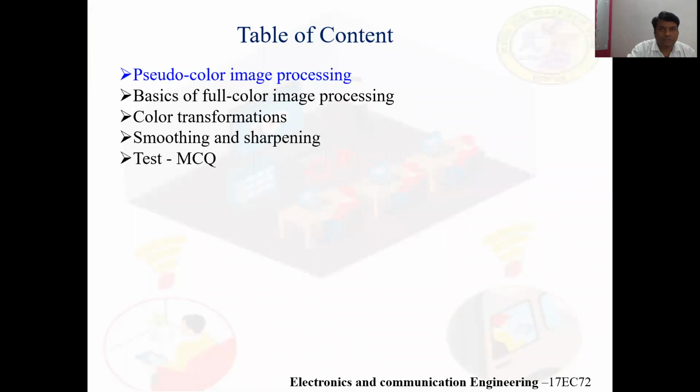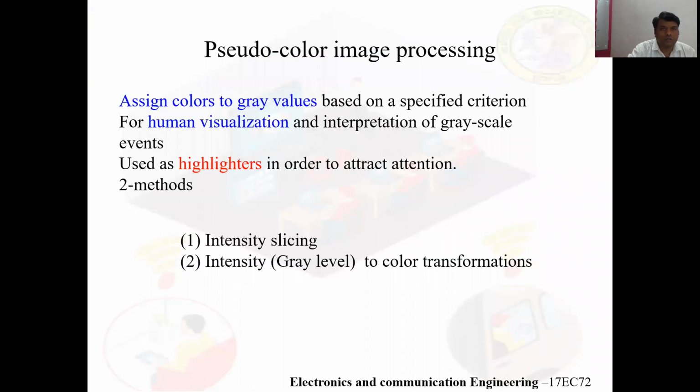Today we are going to discuss pseudo color image processing, basics of full color image processing, color transformations, smoothing and sharpening, and we will go for multiple choice questions. Pseudo color image processing: assign colors to gray values based on a specified criterion, for human visualization and interpretation of grayscale events, used as highlighters in order to attract attention.